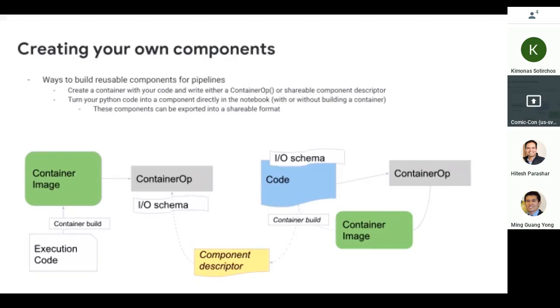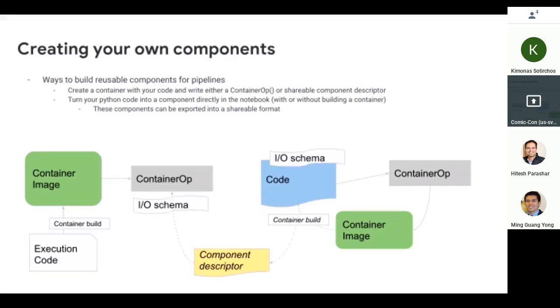So that capability had been released fairly recently, and that enables you to avoid the creation of the Docker containers completely. So you can write the code for the components directly in a notebook, and then take those functions and convert them into the components on the fly.